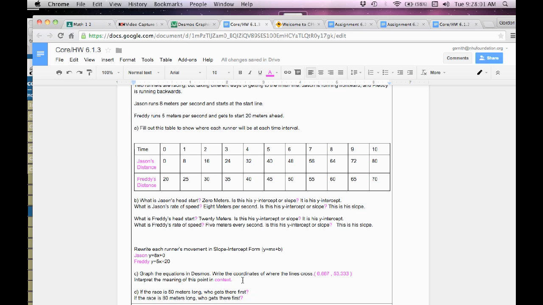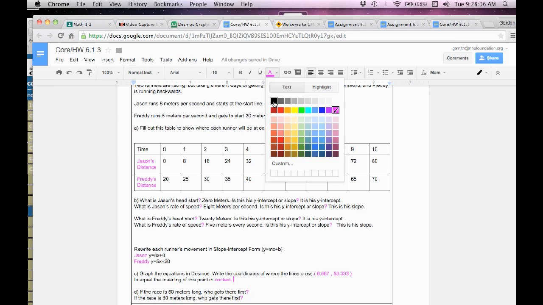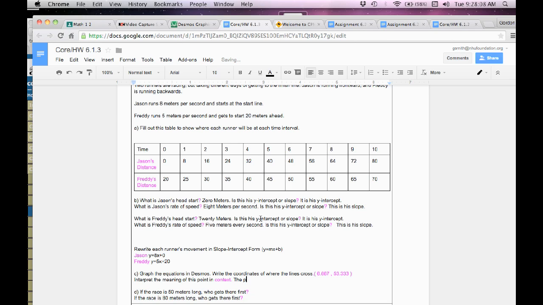Interpret the meaning of this point in context. The point means that in 6.667 seconds, both runners have gone 53.333 meters.